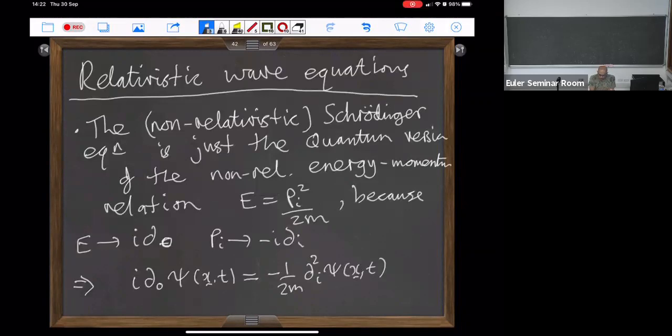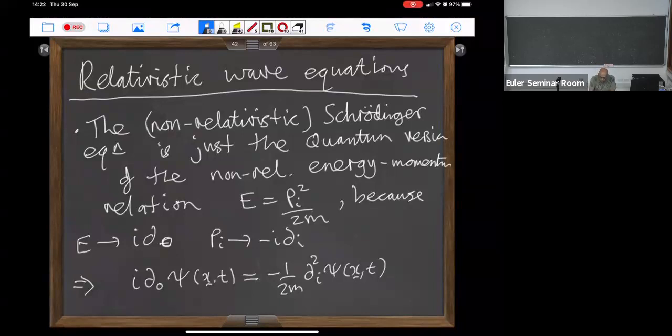Okay, so we're going to begin with relativistic wave equations. If we just think about the Schrodinger equation, one way to think about it is that it's simply the operator version of the non-relativistic, classical energy momentum relation, E equals p squared over 2m.